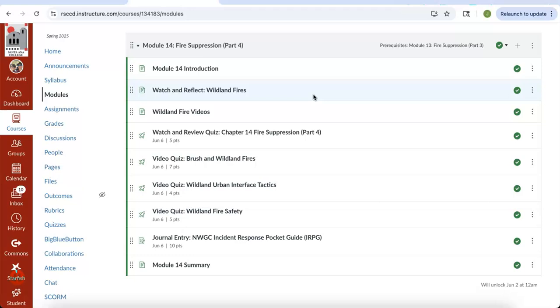That's the difference here. So I would say watch these videos in the fire suppression portion of the chapter, where you're talking about outside rubbish fires all the way to wildland fires, and then look at the wildland fire videos and kind of see what you can piece together from that. I have a couple of video quizzes, 3 video quizzes. We have brush and wildland fires.